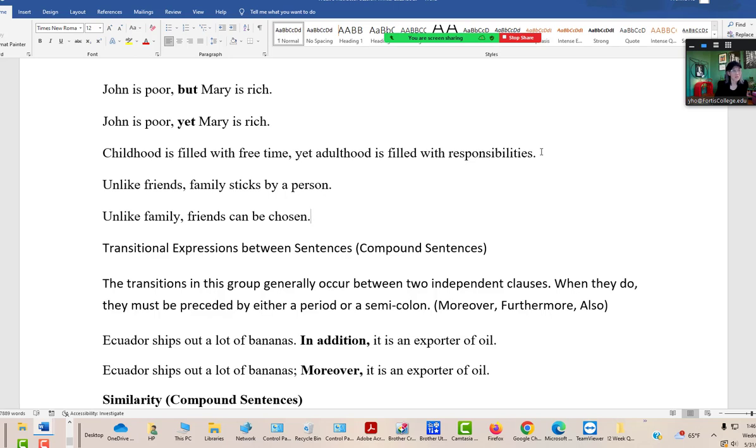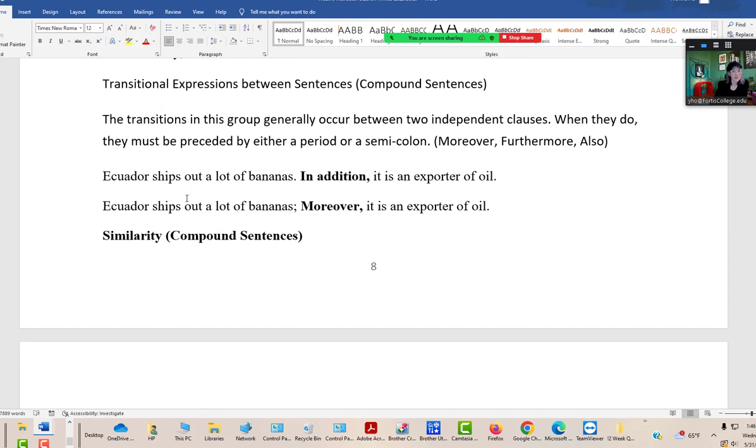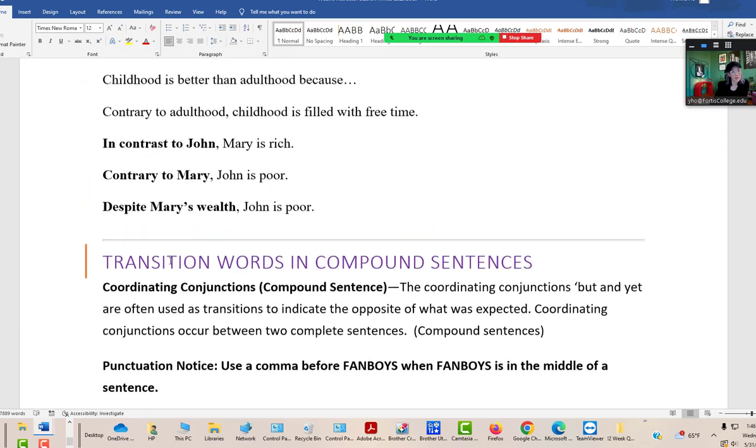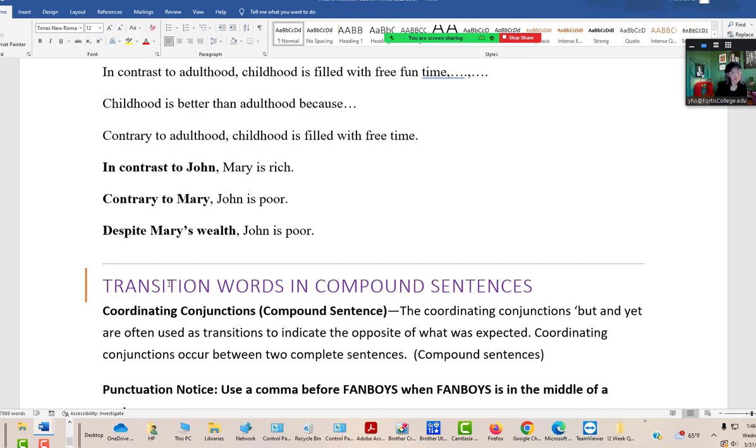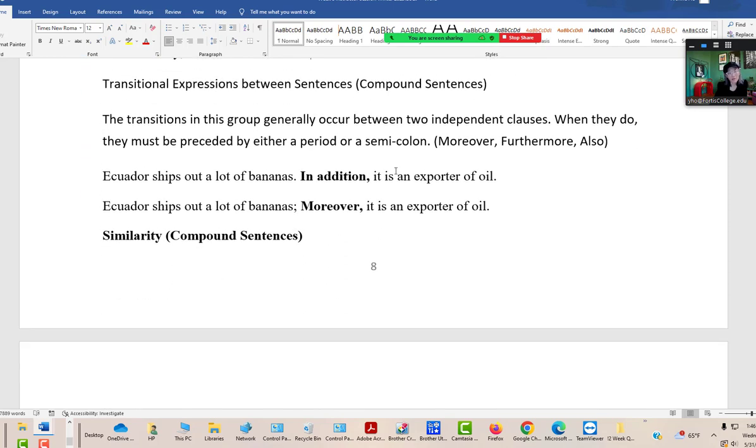Okay, stuff like that. So you could write many different ways of saying but, instead of saying but. Here you have different transition words of similarity and contrast, but using compound sentences. Before, these were all simple sentences, different ways of saying something is different from something else. Now we're going to have compound sentences where something is different than something else, or something is similar to something else. So Ecuador ships out a lot of bananas, and it is an exporter of oil. So you have different ways of saying and using a compound sentence.